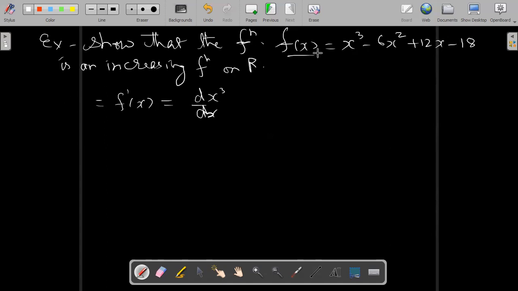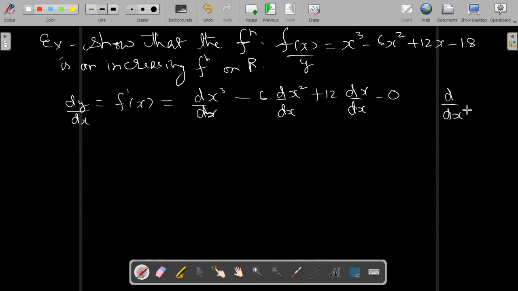F dash means what? If fx is y, in differentiation we write dy by dx, correct? So dy by dx or f dash x is the same thing. So minus 6 will come out, d by dx of x square, and plus 12 will be out. So we will find the differential of x, and the differential of a constant number is 0. This is the formula that will be used here. I'm writing it for your convenience: the differential of x raised to the power n will be n x to the n minus 1. This formula is used here, here, and here.